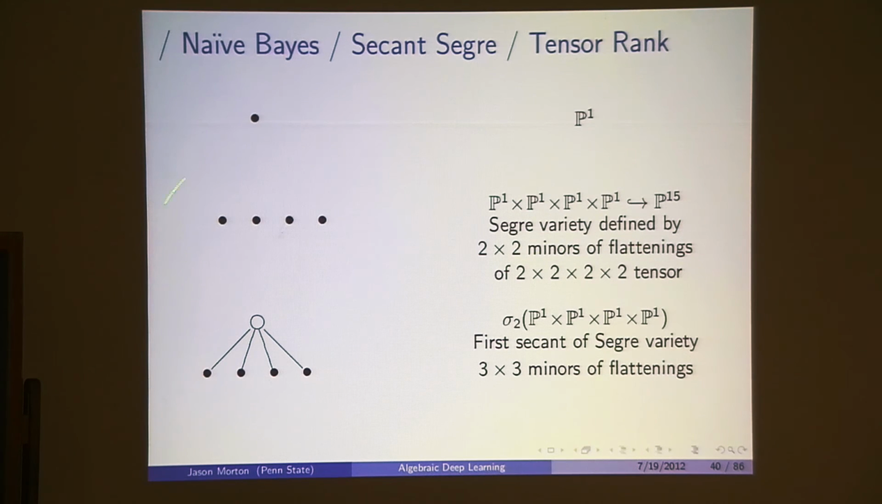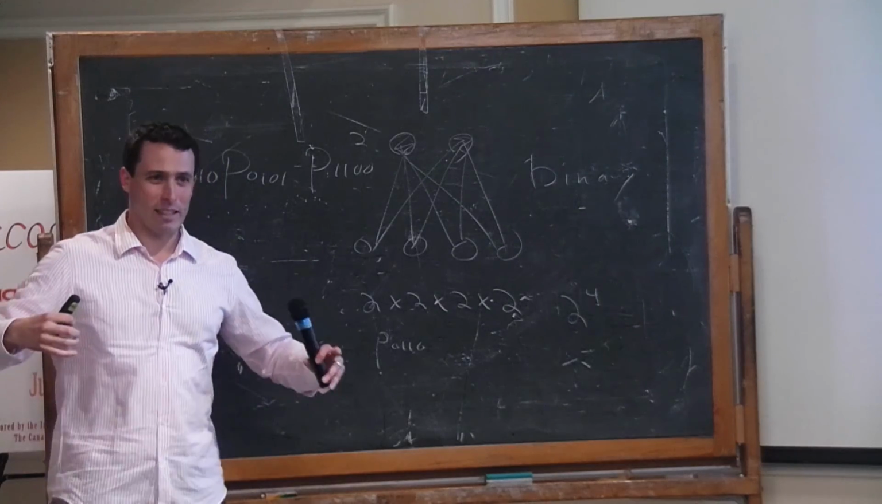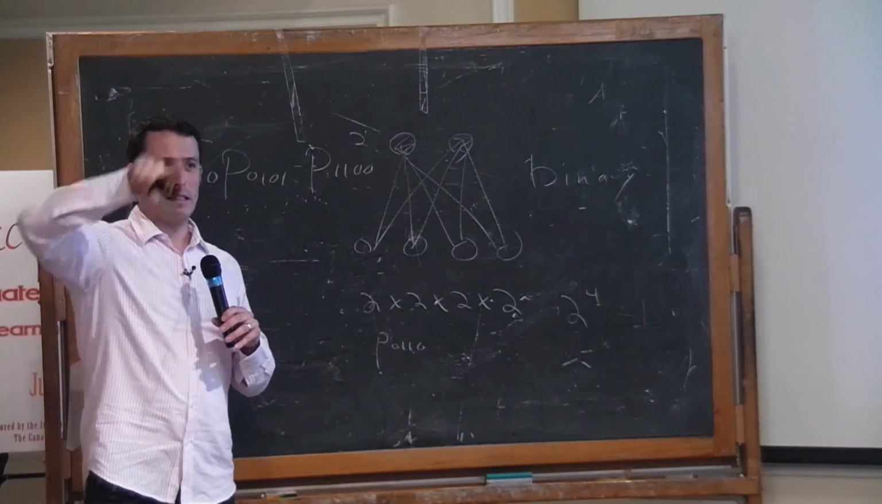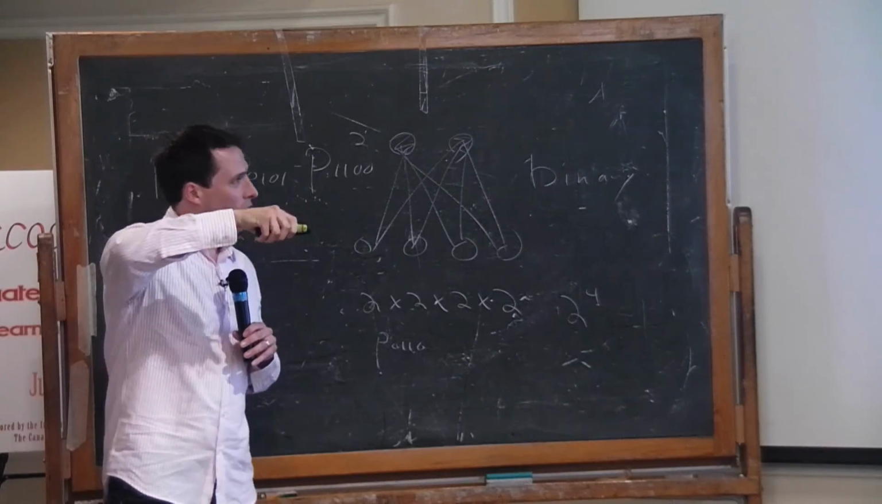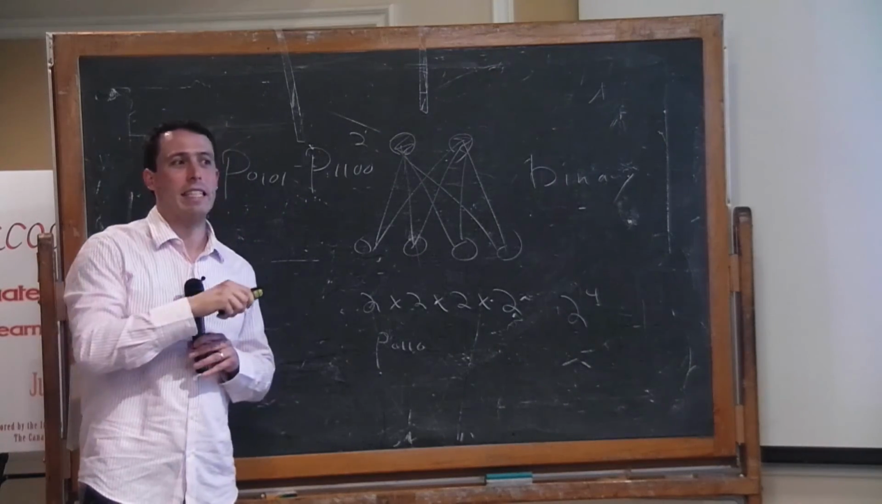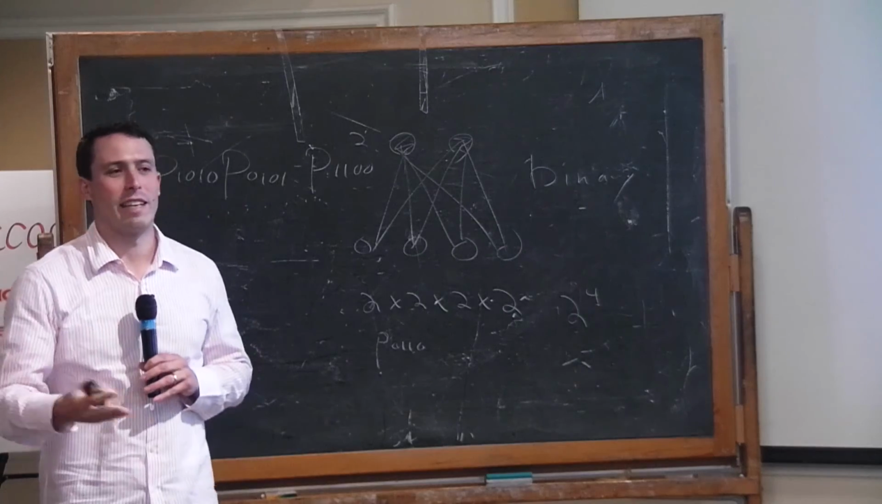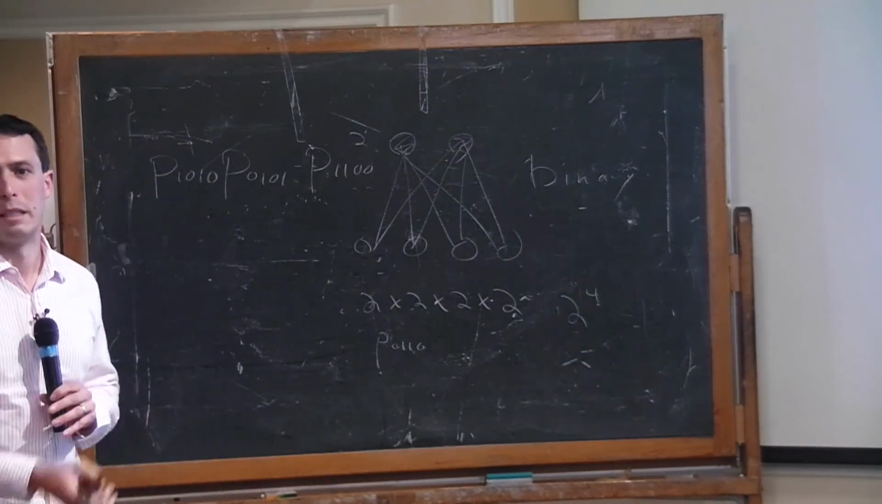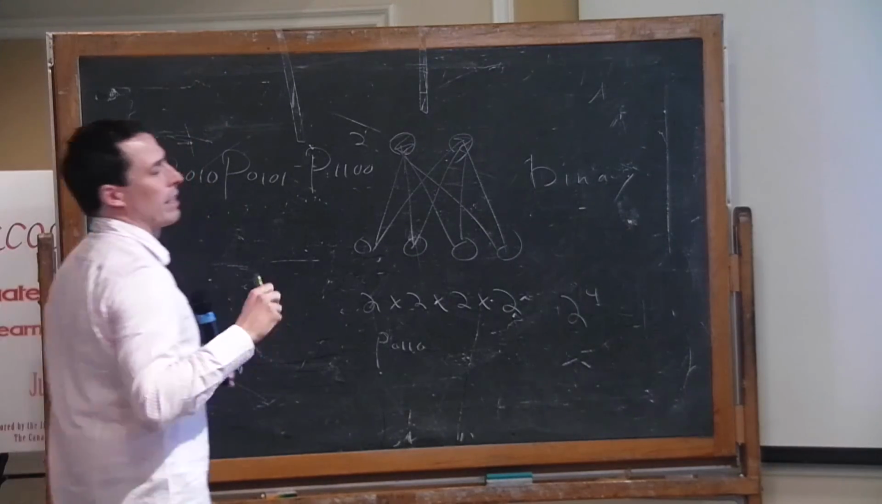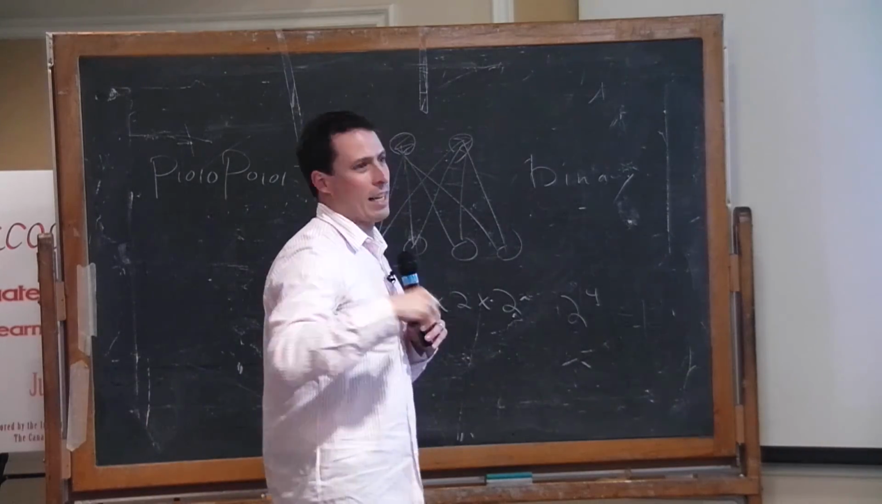And the equations for this are just the 2x2 minors of the flattenings of a 2x2x2x2 tensor. So we already told you about what flattenings are. That means I write this thing as a matrix. I take all the 2x2 determinants, and those cut out this space. So that's the independence model. So those are the things that I can use to test whether these 4 things are independent, right? And the distance from that independence model is sort of like a chi-squared test.